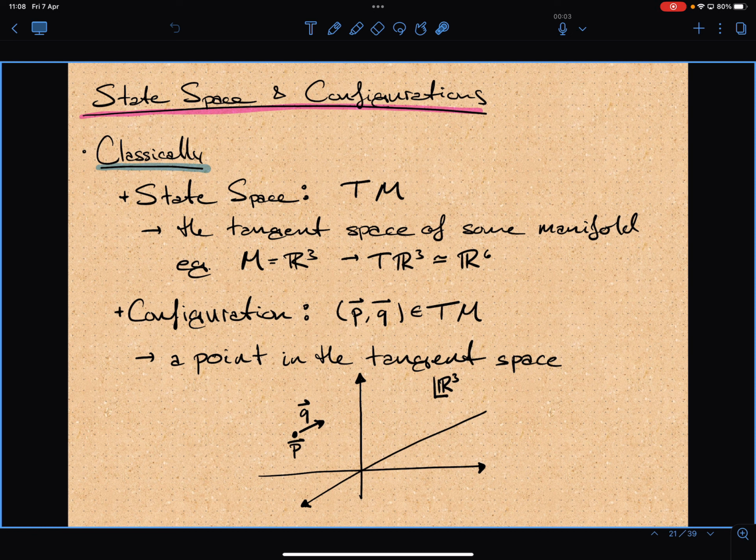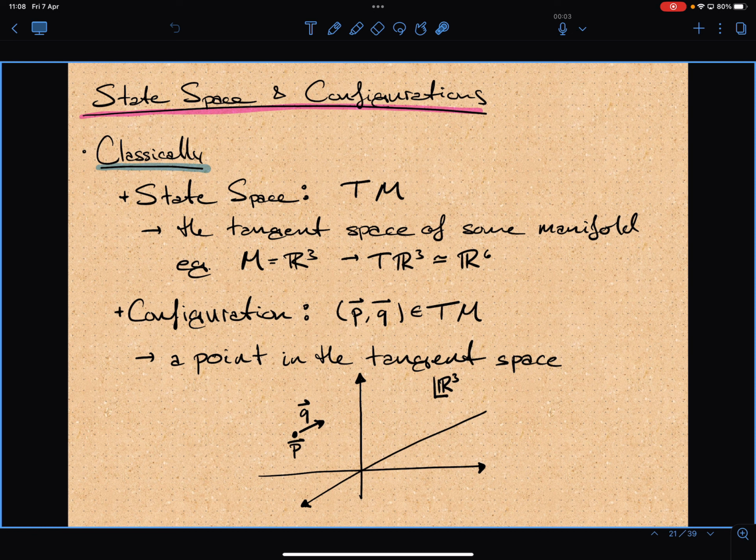Typically, more rigorously mathematically, this state space is given as the tangent space of some manifold, which encodes both the position, P, and the velocity, Q. So if the manifold is just real space, then the tangent space is equivalent to R^6, where it's 3 dimensions for the position and 3 dimensions for the velocity.